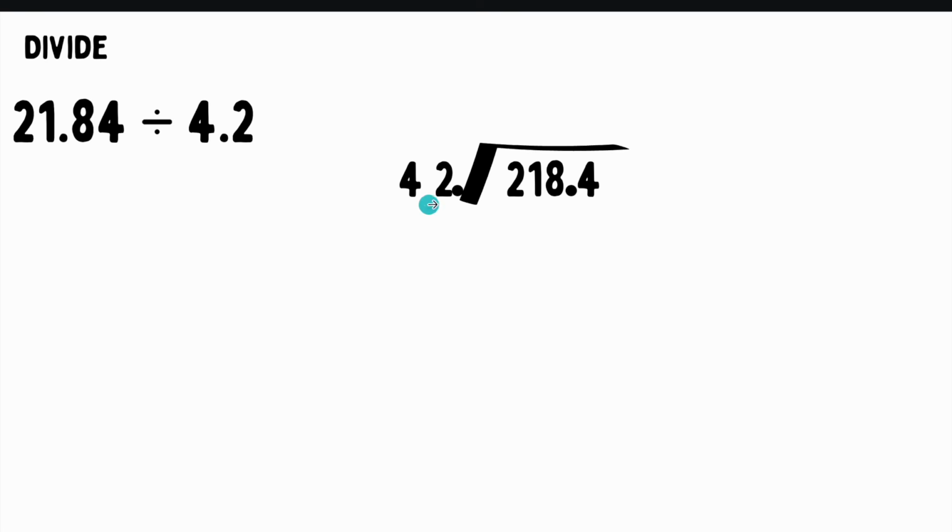Now let's think. 42 times what is 2? We can't do that. 42 times what is 21? We can't do that. But we can try 42 times something will be close to 218. Let's think. 42 times 5. 5 is a nice and friendly number. I can do 40 times 5. 40 times 5 is 200, and I know that 2 times 5 is 10, so it's 210. I don't think I can go further because it's already so close. Let's put 5. 42 times 5 is 210.